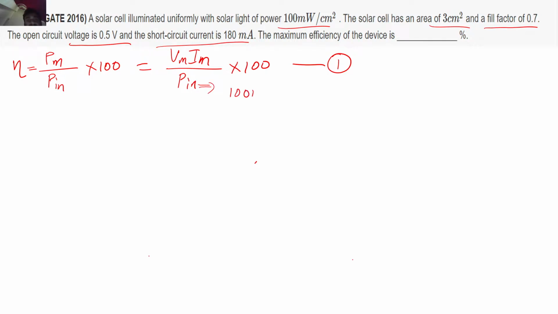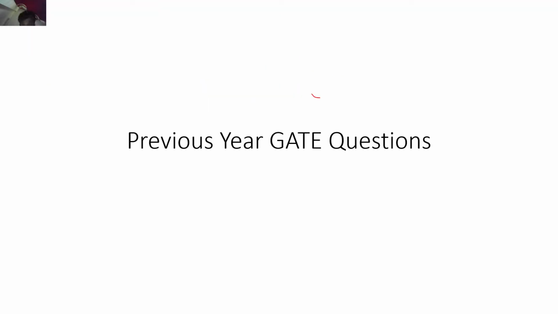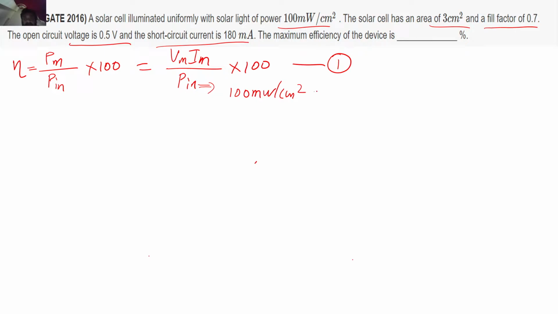It is 100 milliwatts per centimeter square into the area of the solar cell, which is 3 centimeter square, so the centimeter square is gone. So the P in that you are getting is 300 milliwatts, or simply 0.3 watts. This is what you are hitting. So I know the value of P in. I just don't know Vm into Im. So just look at the question and please help me in finding the value of Vm times Im.